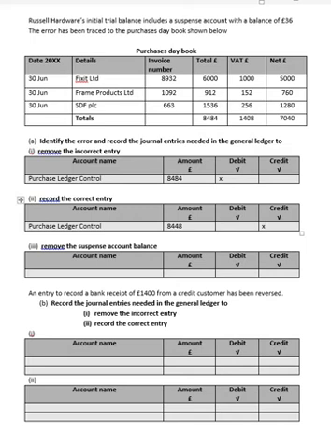And then it says here, what would be the entry to remove the suspense account balance? Okay, so the account we're going to use, it's obviously the suspense account. The amount is going to be whatever went in the first place, which is our £36.